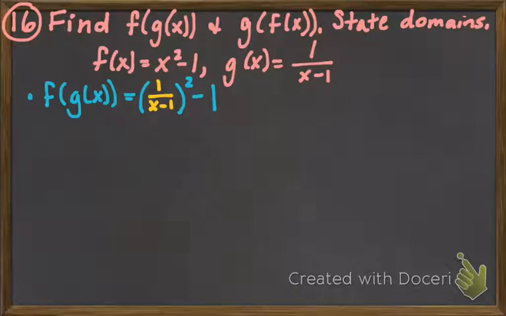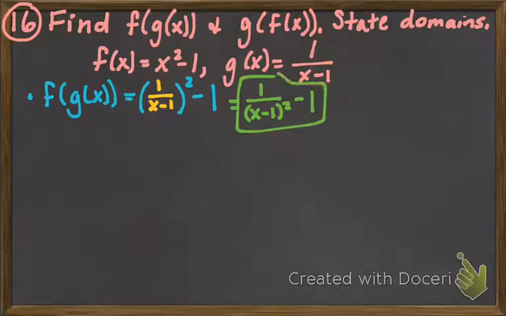And the only thing we can do to simplify this down to a cleaned up answer, a simplified answer, is to square the 1 on top and get rid of the parentheses, and then rewrite the bottom as x minus 1 squared, and then leave the minus 1 on the outside. So that's our f of g of x. Now we have to talk about the domain. Let me fix that so that I'm not running over that 1. So this is my answer for that one.